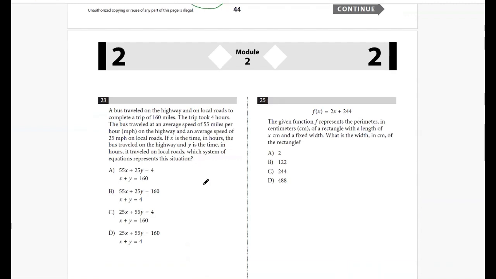Okay, this is pretty straightforward. Since it took 4 hours, we need to have this. So A and C are immediately eliminated. So 55 miles per hour on a highway, 55x plus 25y is equal to 160, because this equation should give us the distance. So B is the correct answer.